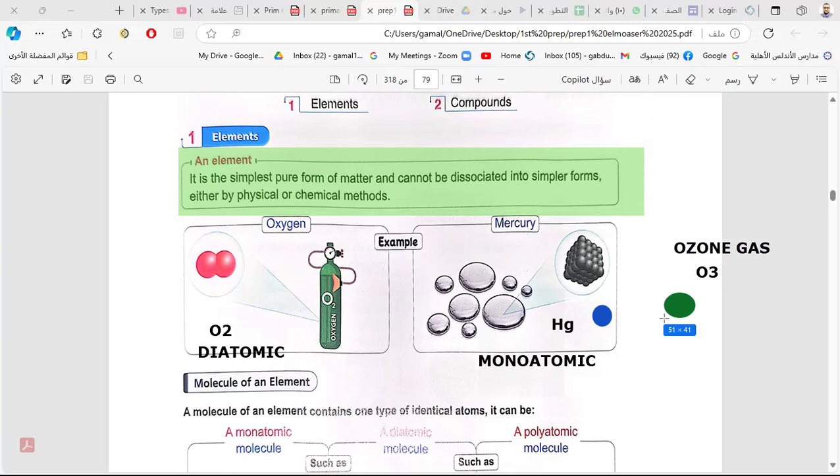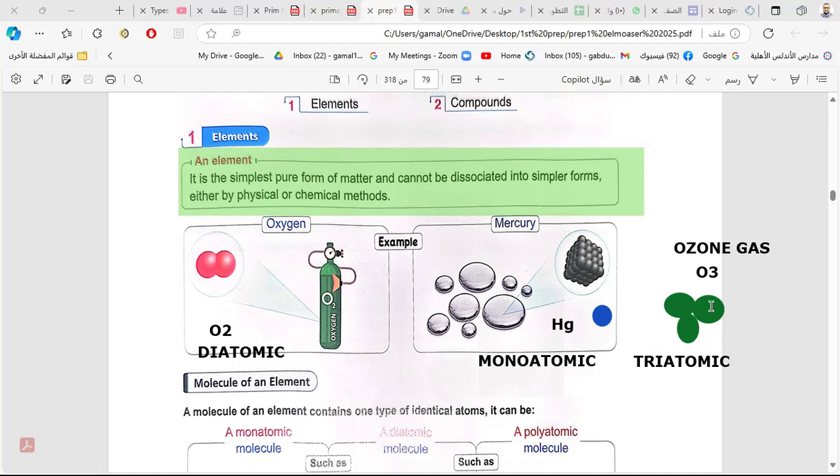There are 3 atoms of oxygen in ozone. We say ozone gas is either monoatomic or diatomic or triatomic? Triatomic. Yes, very good. It is called triatomic because it consists of 3 atoms. But all of them are elements. Oxygen is an element, which is diatomic. Mercury is an element, which is monoatomic. Ozone is an element, which is triatomic, because all atoms are the same.